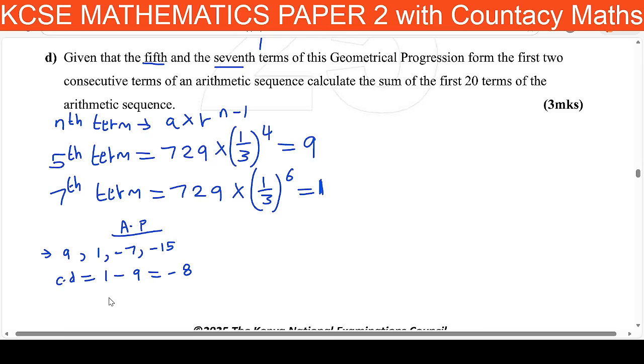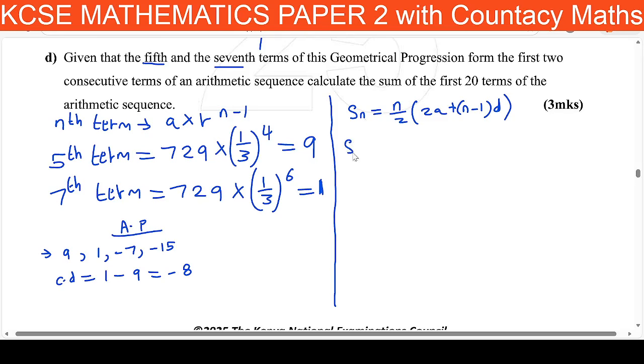But that's not what the question requires us to do. The question requires us to find the sum of the first 20 terms. But for us to be able to find the sum of the first 20 terms, we should be able to find the sum of any terms. And the way that we find the sum of any terms, we usually take n over 2, and then we multiply by 2a plus n minus 1 multiplied by the common difference, like that.